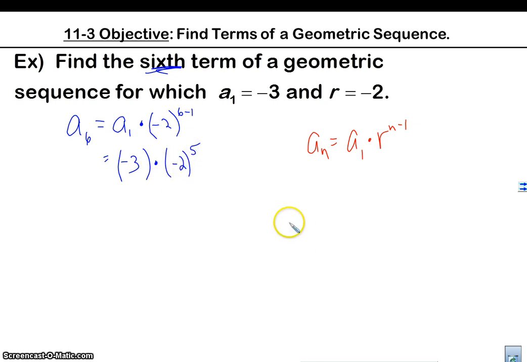Look, one thing you really got to do, guys, come on. Do not multiply this -3 times a -2. You can't do that. You have to do the power first, right? PEMDAS: parentheses, exponents, multiplication, division, addition, subtraction. Let's do the exponent first. So, -2 to the 5th power is -32. -32 times -3 is now 96, and that would be our answer.